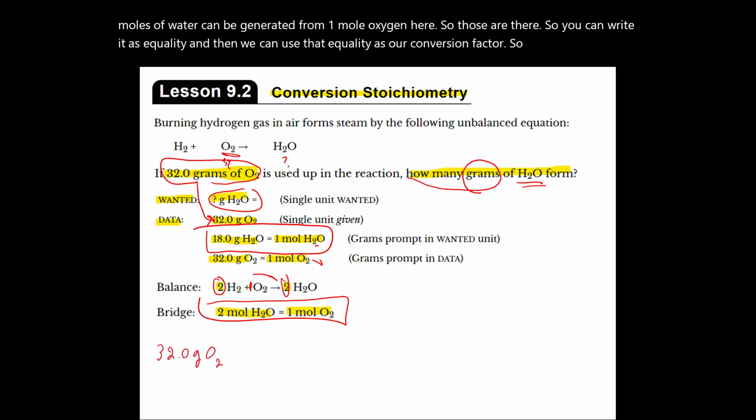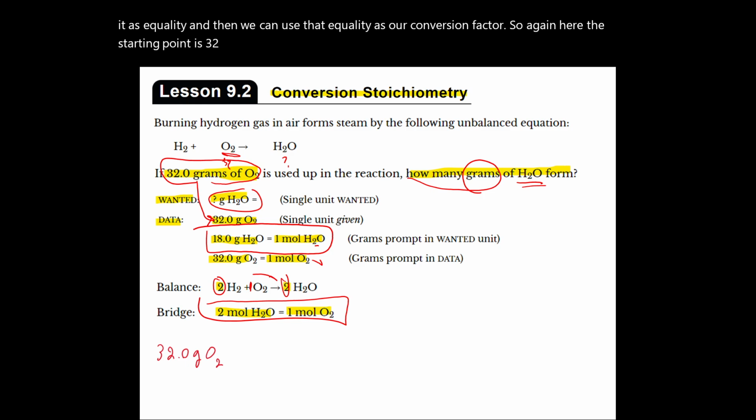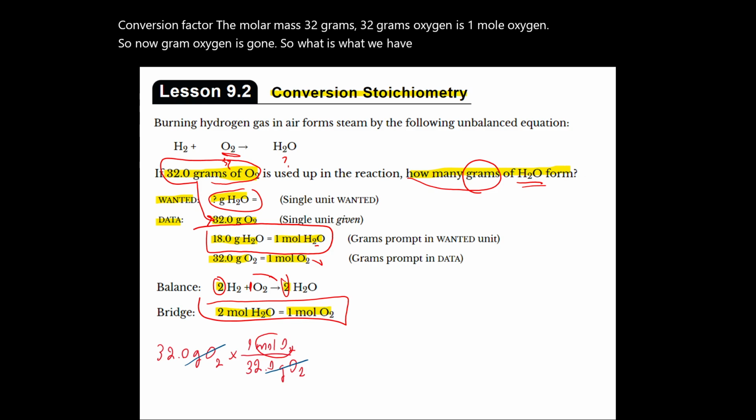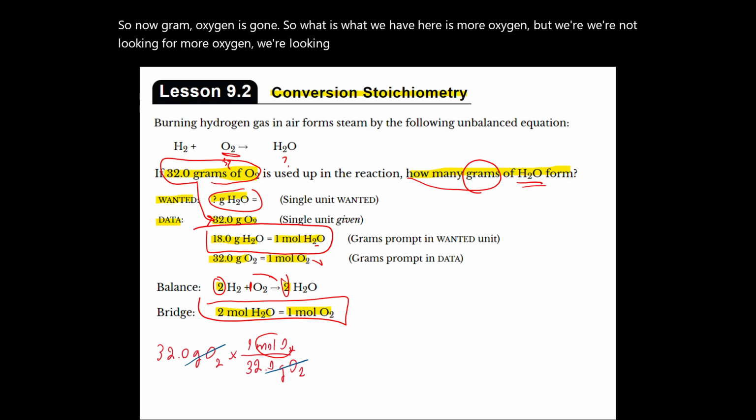So again, the starting point is 32 grams of oxygen, and then we use the conversion factor, the molar mass: 32 grams of oxygen is 1 mole of oxygen. So now grams of oxygen is gone. What we have here is moles of oxygen, but we're not looking for moles of oxygen. We're looking for grams of water.